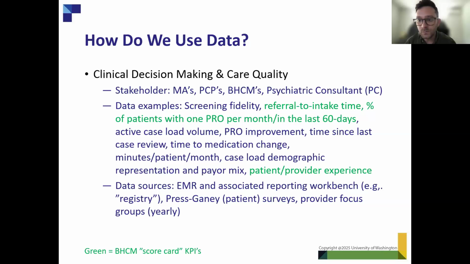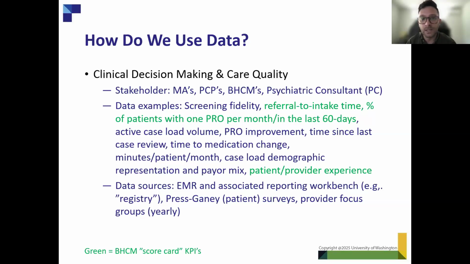And I've lumped it into 4 major buckets. The big ones are, first and foremost, how do we use data towards clinical decision-making and care quality? That's kind of using data for the boots on the ground. And when I'm thinking about data and metrics for these different perspectives, I'm oftentimes thinking about who is the stakeholder? Who does the data need to speak to?